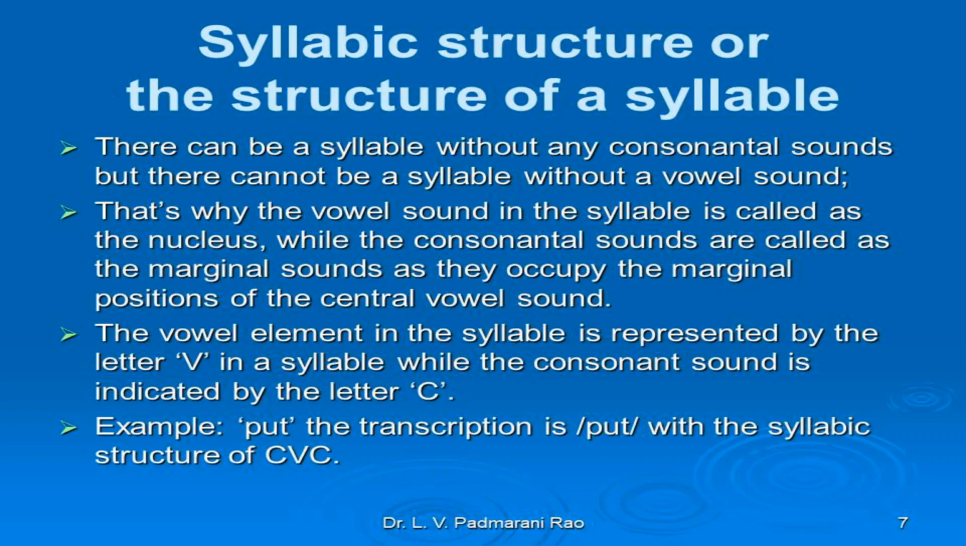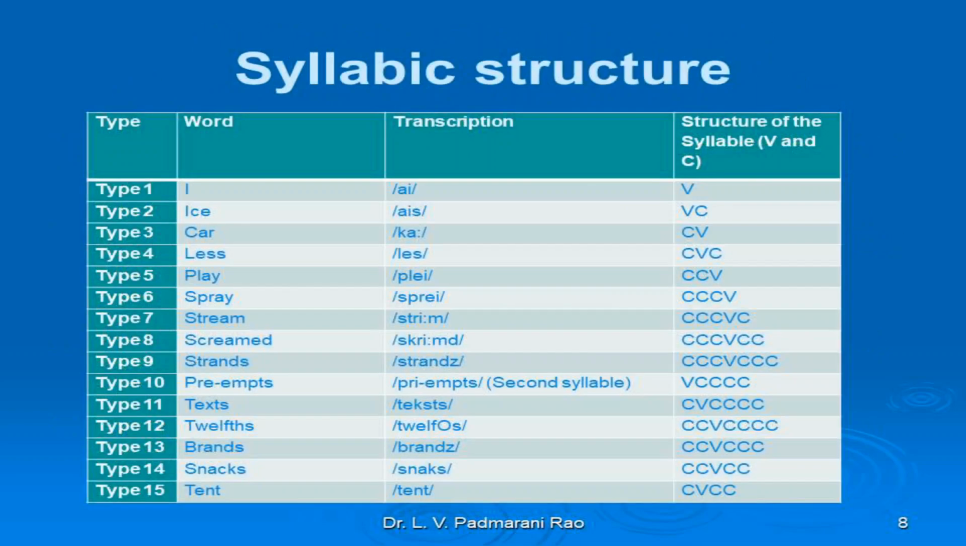For example, in the word I, the very first word, the personal pronoun, in the transcription you could find it being represented by only one sound, I. It has just the syllabic structure of a vowel. Whereas if you look at type 2, eyes is the word, which has a combination of I, the diphthong, and S, the consonant. So it has the syllabic structure of I, which is a vowel, so V, and S, which is a consonant, so C. So V, C.